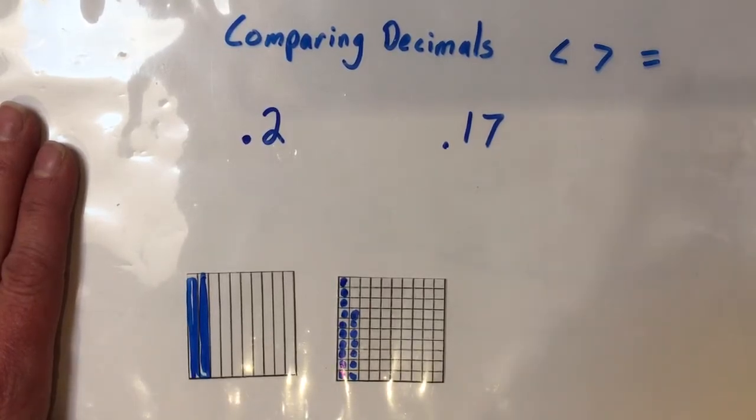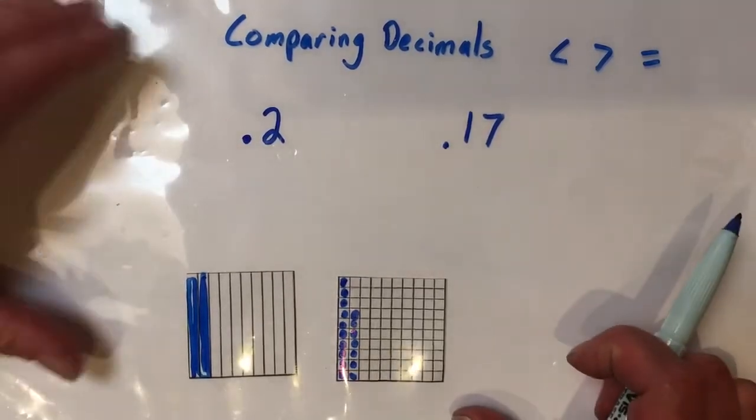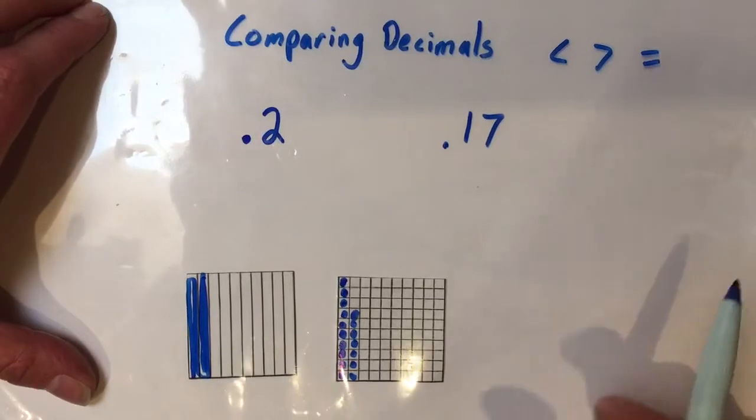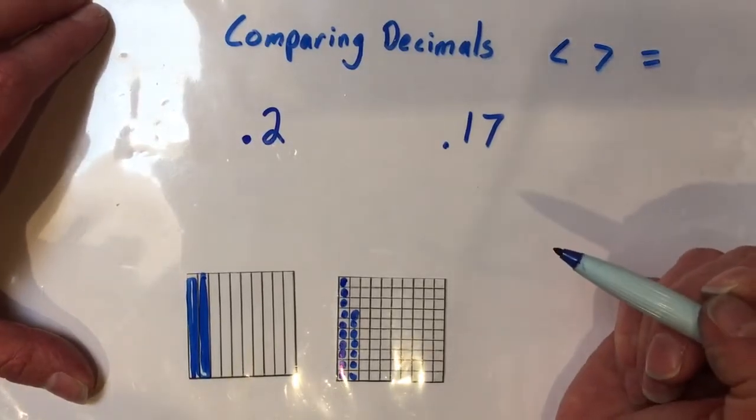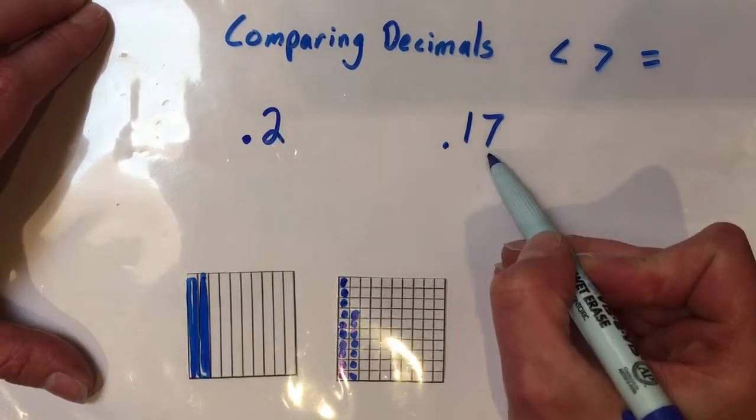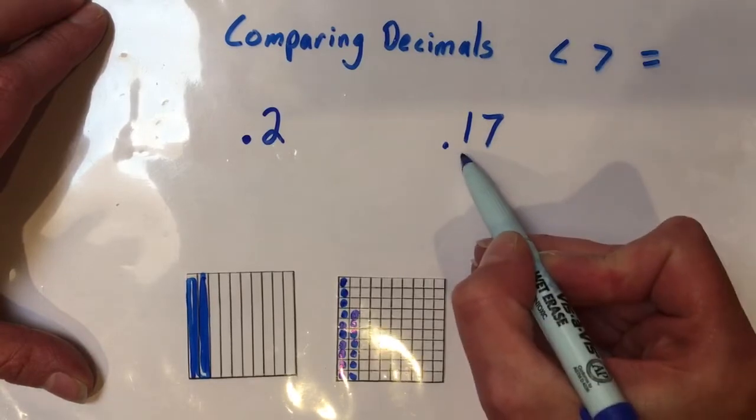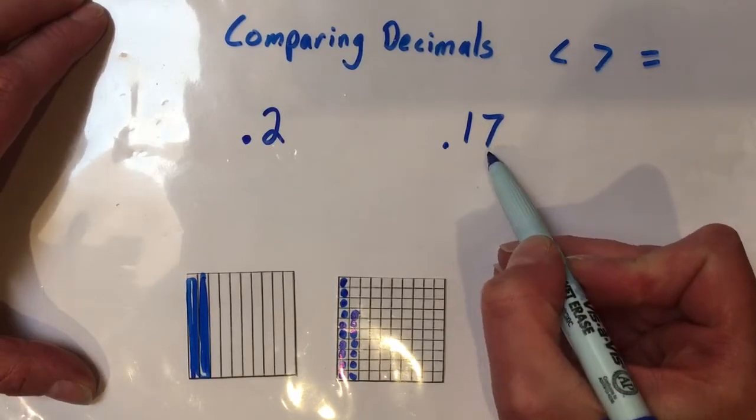Okay, that could be really easy for you to understand, or it might just be boggling your brain. It just depends on how your brain learns. One of the easiest tricks that I've taught fourth graders in the past is to take these numbers and give them the same number of digits. 17 hundredths has 2 digits. It has a digit in the tenths place and a digit in the hundredths place.